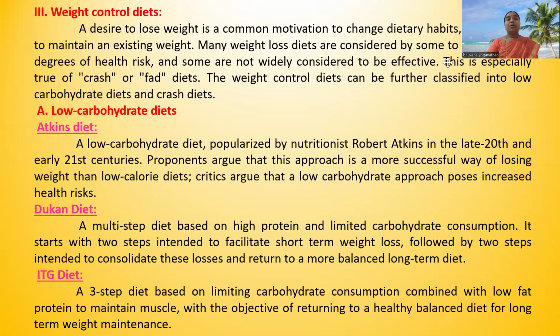Dukan diet is a multi-step diet based on high protein with a limited amount of carbohydrate consumption. It starts with two steps intended to facilitate short-term weight loss, followed by two steps intended to consolidate these losses in terms of a more balanced long-term diet. ITG diet is a three-step diet that limits carbohydrate consumption combined with low fat protein to maintain muscle, with the objective of returning to a healthy balanced diet for long-term weight maintenance.